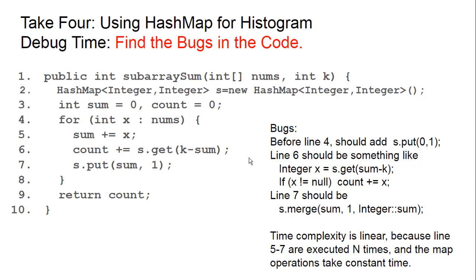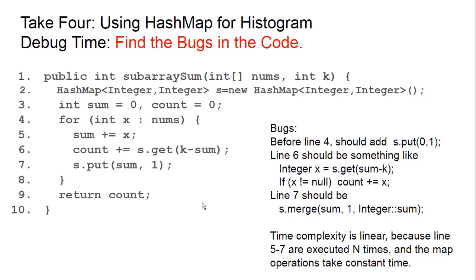And line 6 is also wrong. In fact, it's wrong for 2 reasons. The first is you will get a null pointer exception when this get returns null. So you need to check if it's not null, then you add. Otherwise, you shouldn't add. And second, this k minus sum is wrong. It really should be sum minus k. So I guess depending on how you count, there are either 3 or 4 bugs in this code.